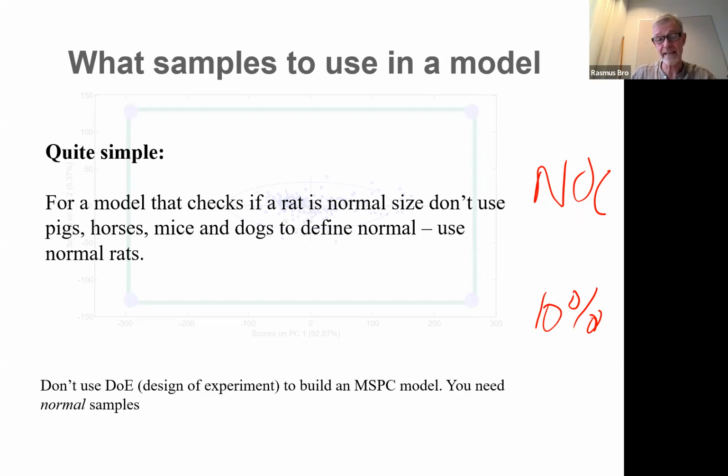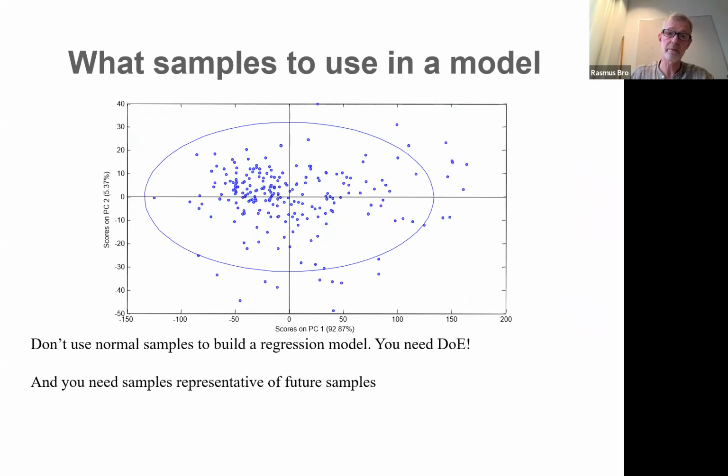Okay, so this is an example where we definitely don't want design of experiments. But then we can take another example. If I have the task to build a regression model that predicts whatever protein content as nicely as possible, then definitely I would like to use DOE.